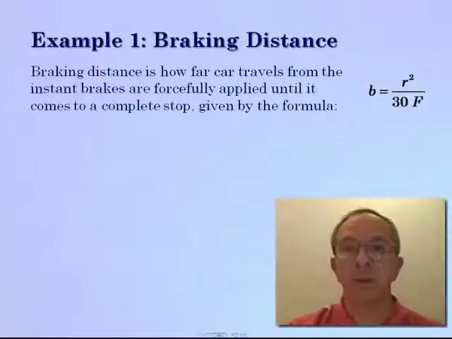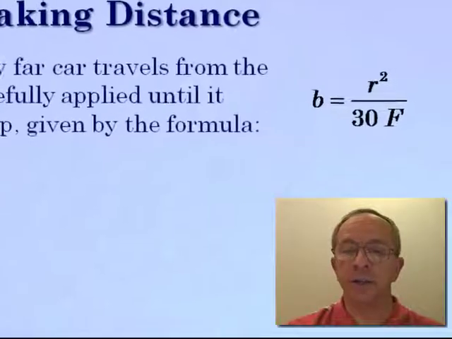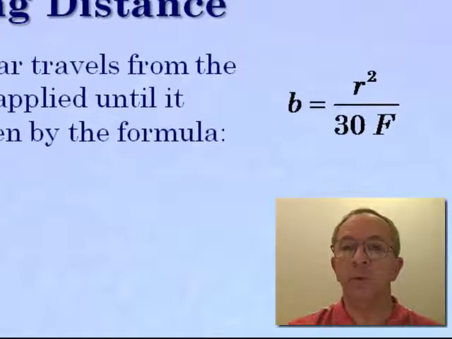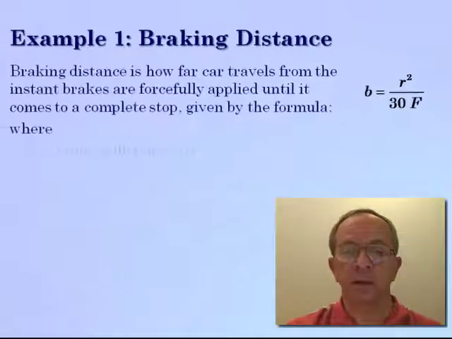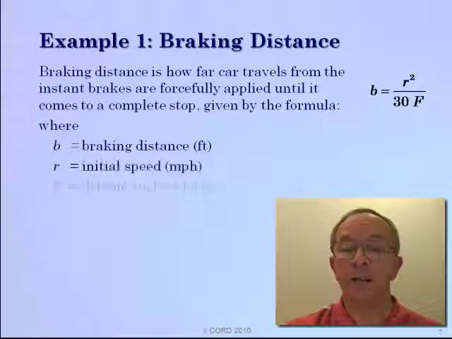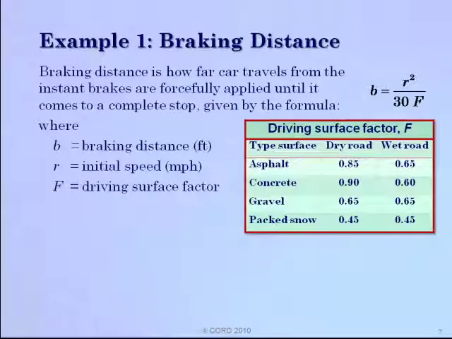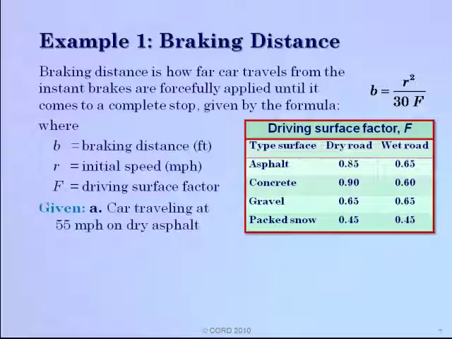Let's look at example 1 that discusses braking distance with the formula B is equal to r squared divided by 30f. B is the braking distance, r is the initial speed, and f is the surface factor that you're driving on, given by this table of values here. So, given that a car is traveling at 55 miles per hour on dry asphalt, let's find the estimate of the car's braking distance.